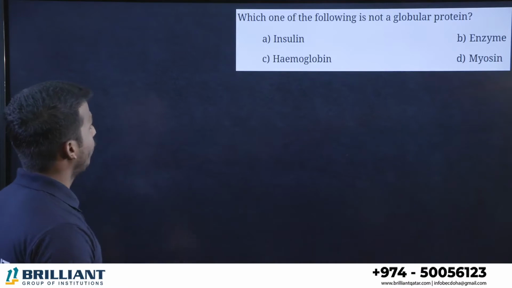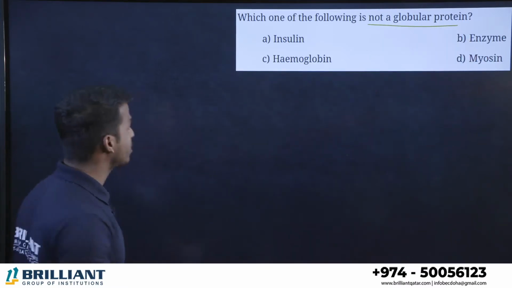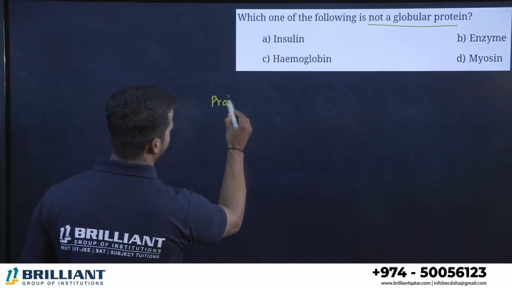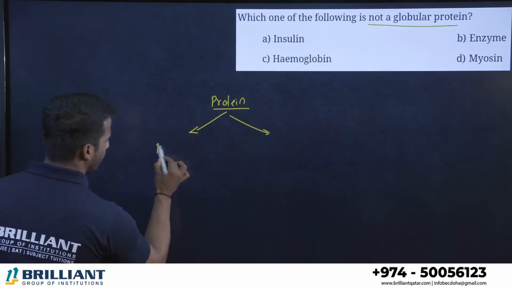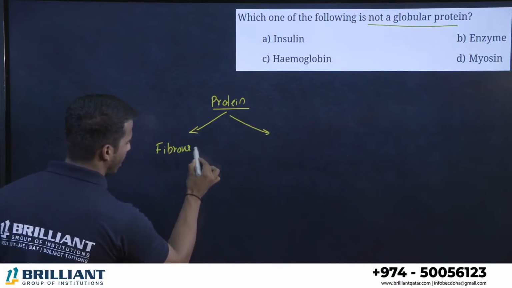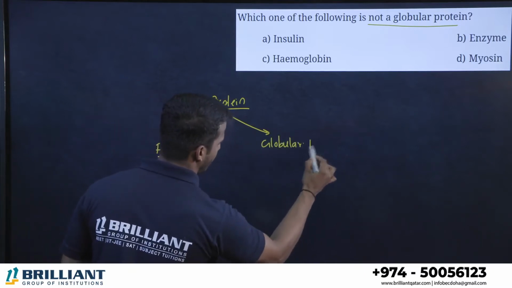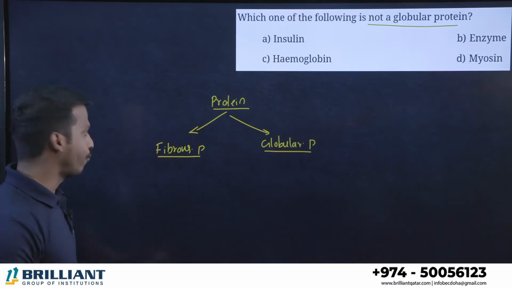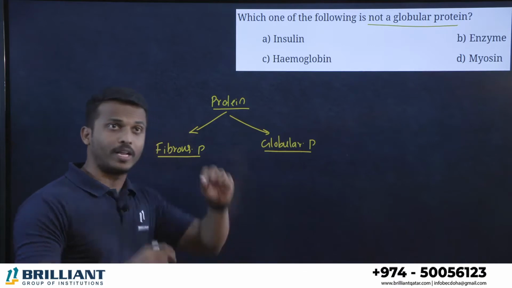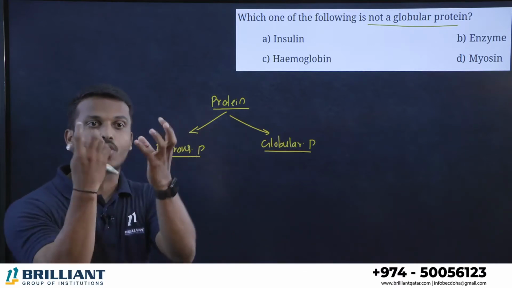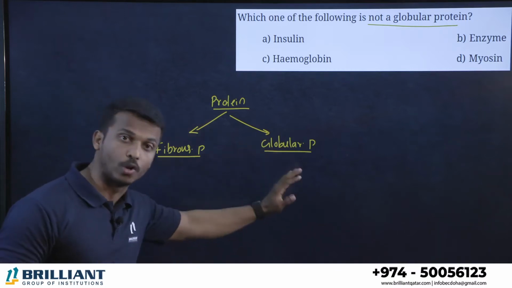Question number 2. Which one of the following is not a globular protein? You may have studied that proteins are of two types, the general classification of proteins. One is fibrous protein. The second one is globular protein. Fibrous proteins are fiber-like in nature and insoluble in water. In globular proteins, the long polypeptide chains undergo coiling and convert into a globular, spherical structure, right? They are soluble in water.